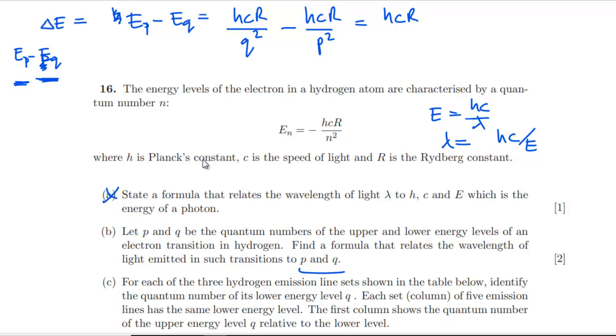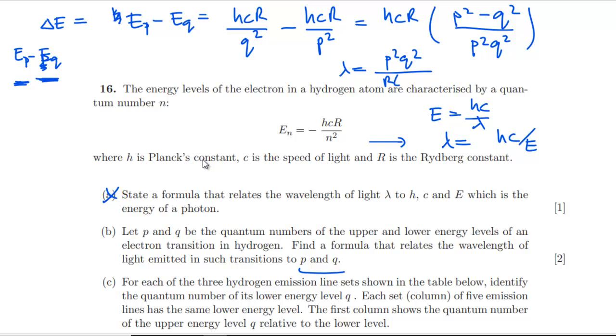But let's work out this thing first. So we've got hcR times P squared minus Q squared over P squared Q squared. And we need to now put it in and say that lambda is hc divided by this. So the hc's are going to cancel and we get an R on the bottom. So lambda is this thing in the bracket upside down with an R on the bottom: P squared Q squared over R times P squared minus Q squared. That was just working out this and sticking it into that one.